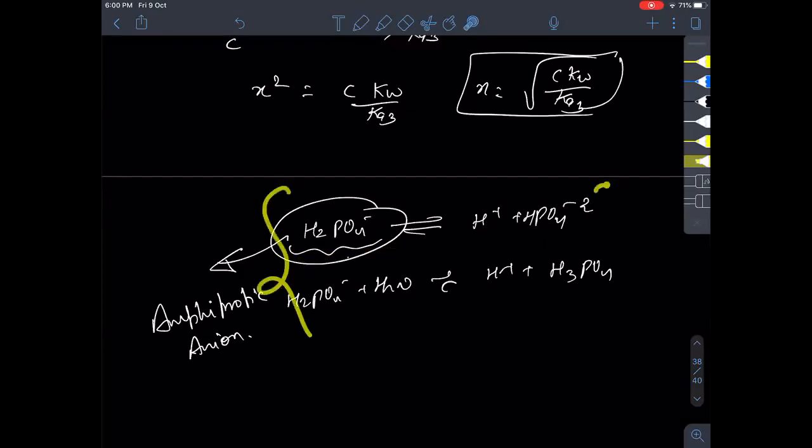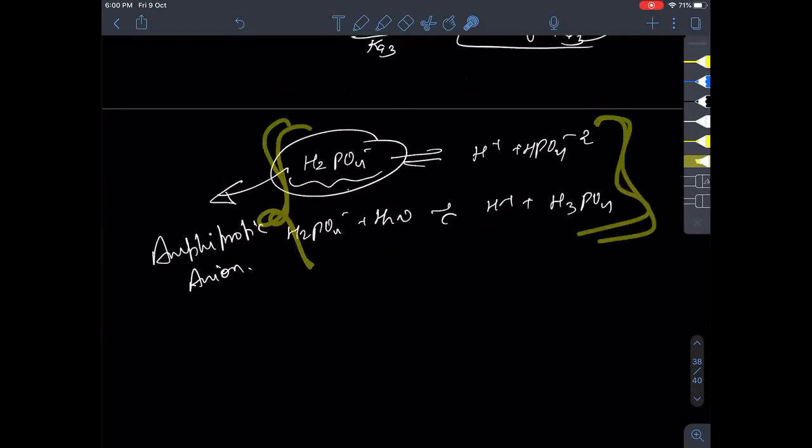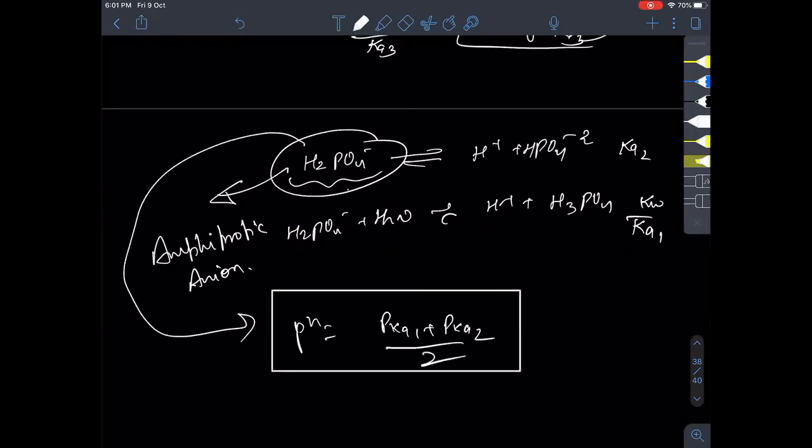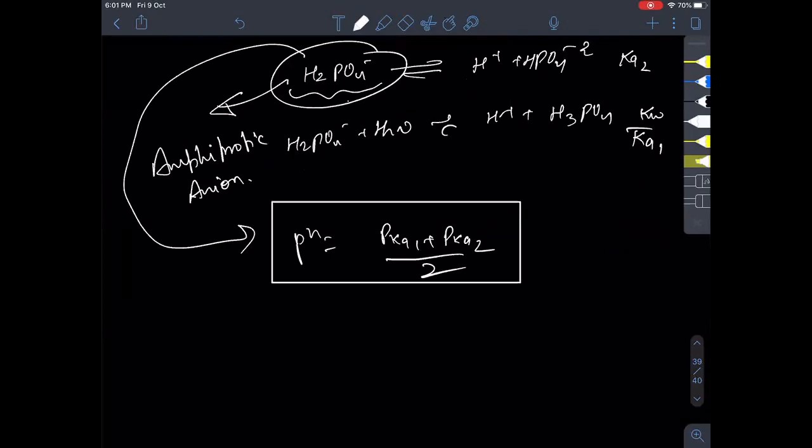So for this species, we have an entirely different way of calculating. For this species, the value of pH will be simply here Ka2 and here it will be Kw by Ka1. So pH will be simply pKa1 plus pKa2, whole divided by 2. This is an expression you need to remember. Suppose what will happen if I have a situation like this for this? Suppose some C molar. One interesting thing you can see here, there is no concentration independent of dilution.